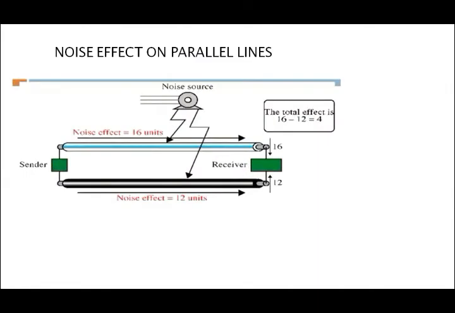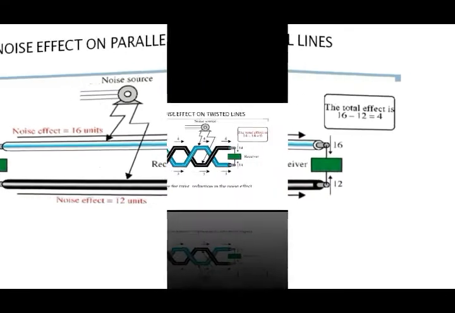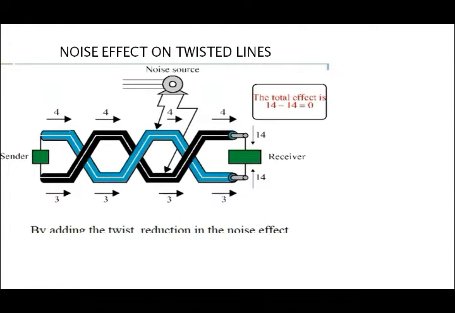Here, noise on parallel cables or lines is shown. Calculating their difference, we get 4 units of noise effect. Here, noise on twisted cables or lines is shown. Calculating their difference, we get 0 units of noise effect. So, we can conclude that by adding the twist, there is reduction in the noise effect.